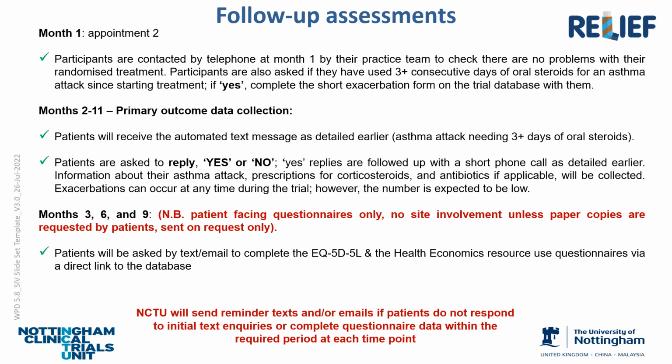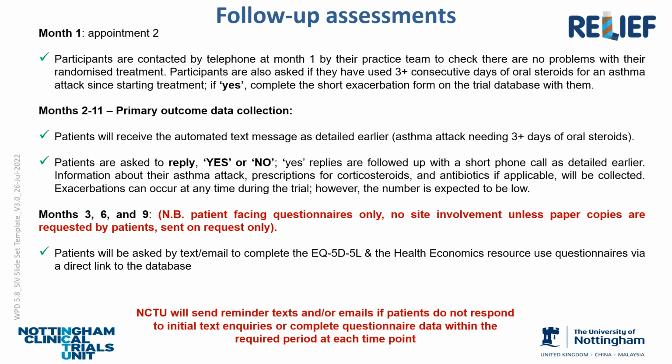From months 2 to 11, which is primary outcome data collection, patients will receive the automated text message as detailed earlier. Patients are asked to reply yes or no. Yes replies are followed up with a short phone call as detailed earlier. Information about their asthma attack, prescriptions for corticosteroids and antibiotics if applicable will be collected. Exacerbations can occur at any time during the trial, however the number is expected to be low.